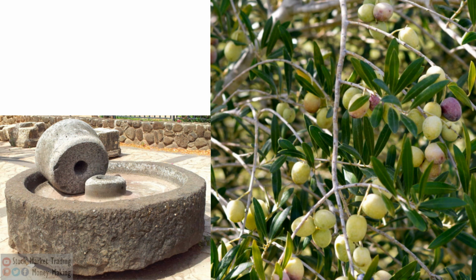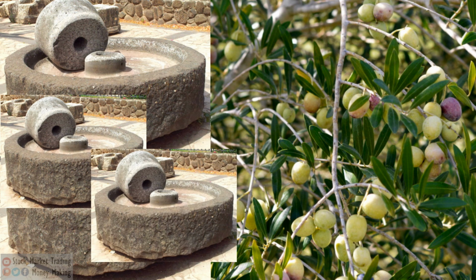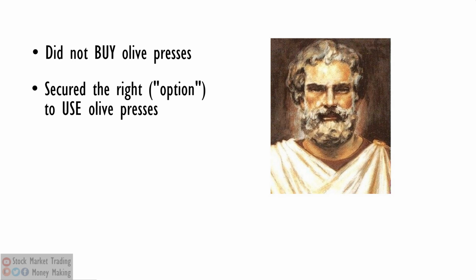Thales thought that he could turn a huge profit if he owned every olive press machine in the region. However, he didn't have that kind of money. Instead, Thales came up with a brilliant idea. He used a small amount of money as a deposit to secure the use of every olive press in the region during a certain period of time. So he didn't buy the olive presses, but he bought the option to use those machines after the predicted harvest.